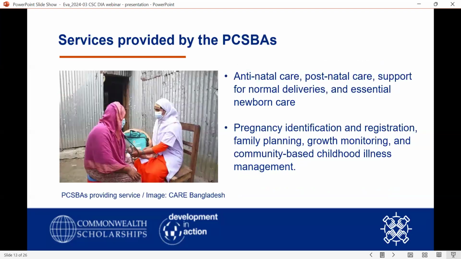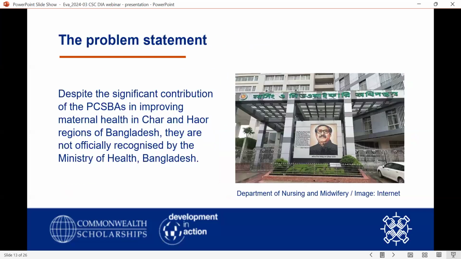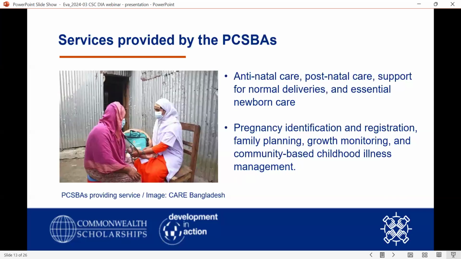So the next slide is on the nature of the service provided by the PCSBAs. The PCSBAs provide a wide range of maternal and child healthcare services, such as antenatal services, postnatal services, support for normal deliveries, and essential newborn care, ensuring that pregnant and new mothers receive holistic assistance from prenatal examinations to post-delivery care. They also offer services such as pregnancy identification, registration, family planning, growth monitoring for children under 5, and community-based childhood illness management. So actually, these PCSBAs are providing a quite wide range of much-needed services to the community.